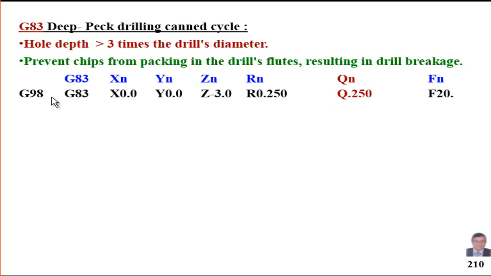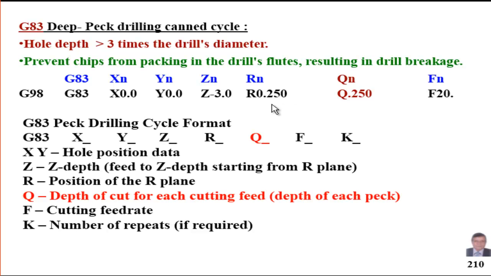So again, we can associate with the G83 either G98 or G99, to bring the tool to whatever location. And this is the total depth of the drill, but this total depth of the hole will be done in a series of pecking, and every peck will be with this amount, and the R is the R level above the surface of the workpiece. So this is the explanation of that pecking cycle or deep pecking drilling cycle.